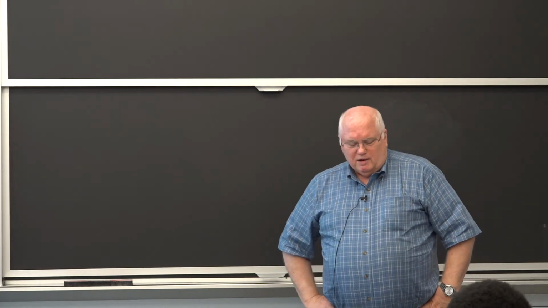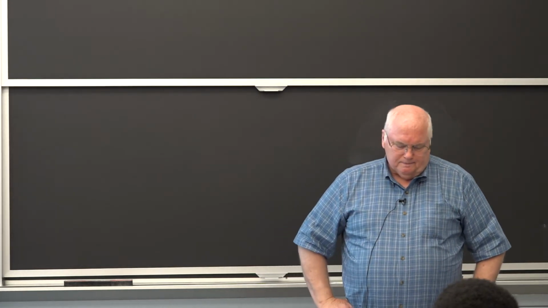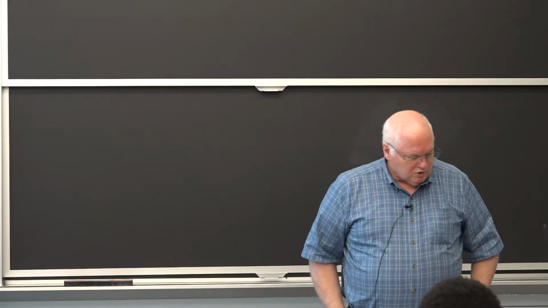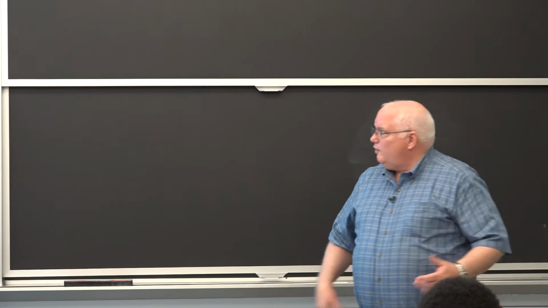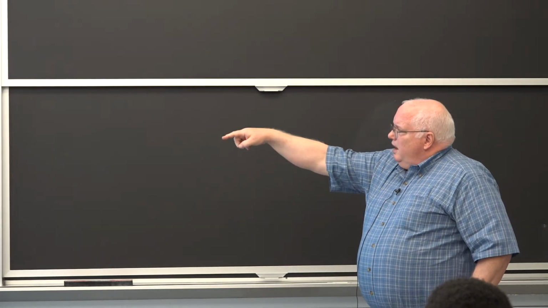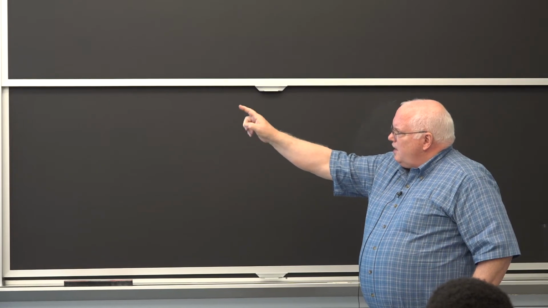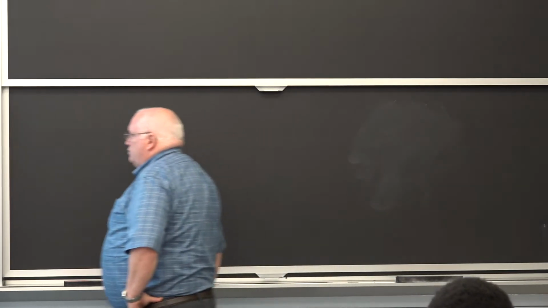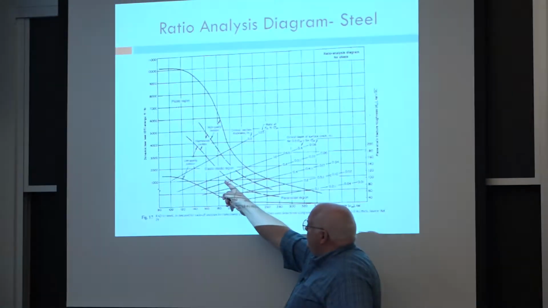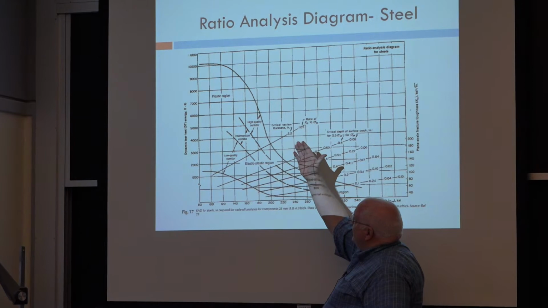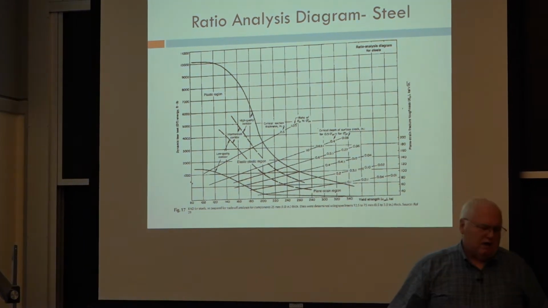Okay, so we were talking about strength of materials, and I showed a ratio analysis diagram for steel, and unfortunately I forgot my pointer. Okay, well, it doesn't really matter. If you look at the ratio analysis, this is just a measure of toughness, which is dynamic tear energy versus yield strength. And if you look at this region right in here, you'll see that about 180 KSI is where it starts to drop off, and your maximum up there for toughness is 10,000 foot-pounds.